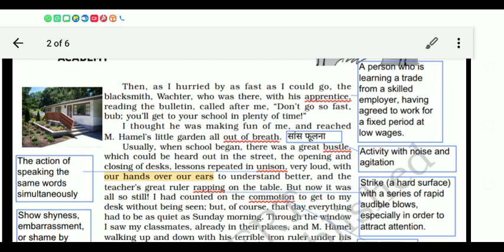Bustle: activity with noise and agitation. Here in the school, what is expected? Noise with activities. Unison: the action of speaking the same word simultaneously, as in schools. I told you an example when I was explaining line by line. When the teacher comes into your class and you say, "Good morning, sir. Welcome, sir," all together, that is unison, the action of speaking the same word simultaneously, or repeating mode.